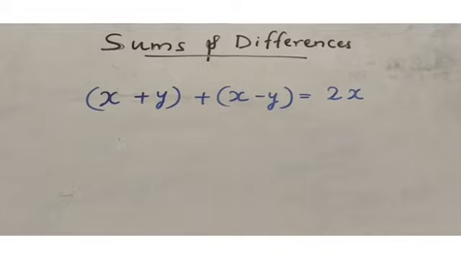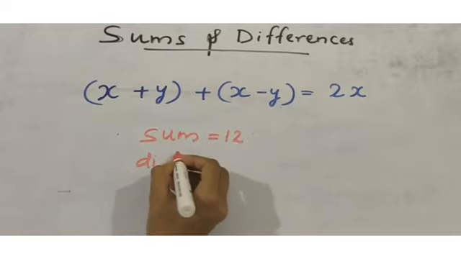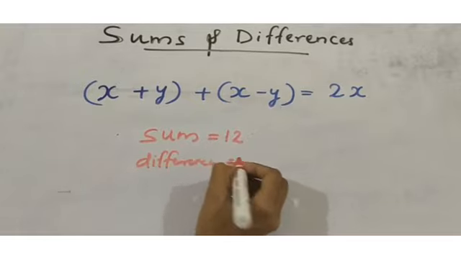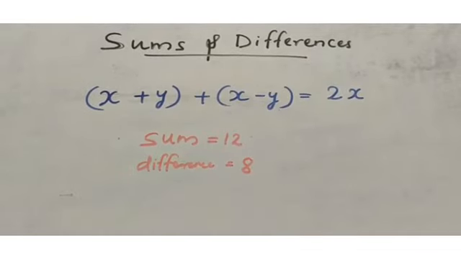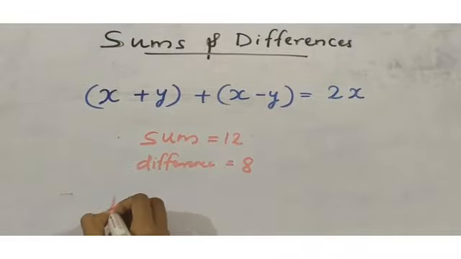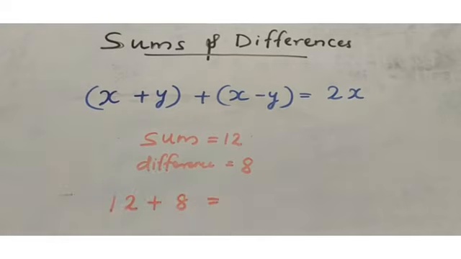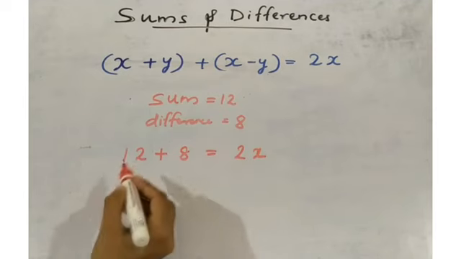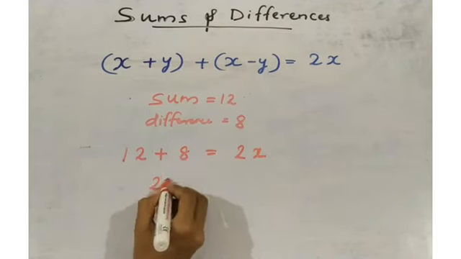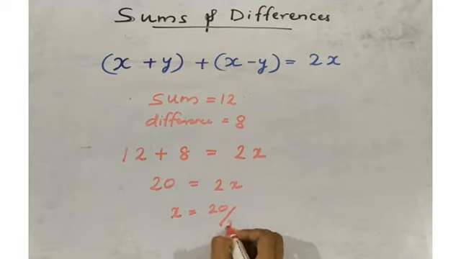Let us do one more example. Suppose the sum is 12 and the difference is 8. We want to find the number. How will we find it? We will substitute this in this equation. So the sum is 12, that means x plus y is the sum. So 12 plus x minus y, the difference, that is 8, equals 2x. So 12 plus 8 is 20, equal to 2x. So x will be 20 by 2, equal to 10. So we got the x.